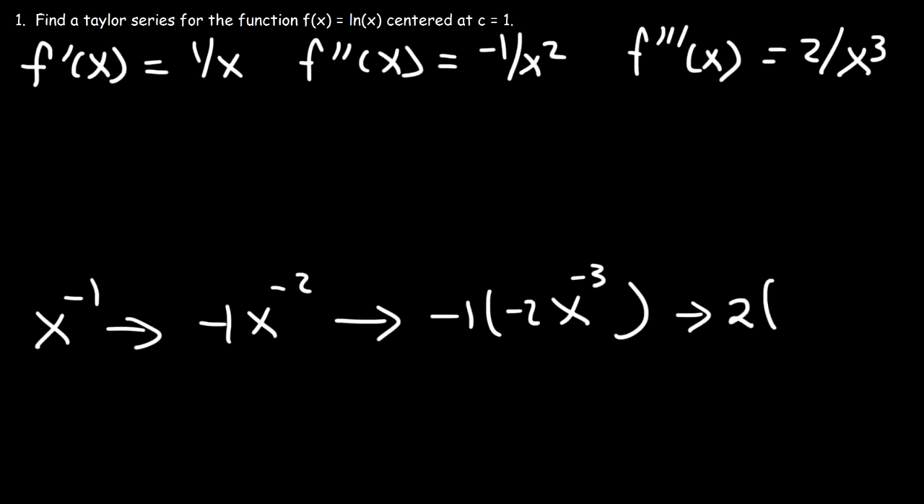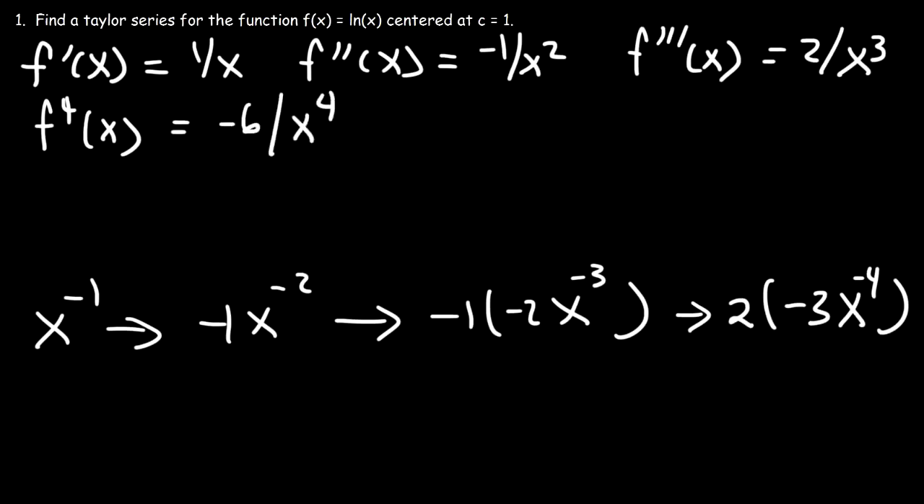And then to find the fourth derivative, it's going to be negative 1 times negative 2, that's positive 2. And then we need to take the derivative of x to the negative third power. So that's negative 3x to the negative 4. So the fourth derivative is negative 6 divided by x to the fourth power.